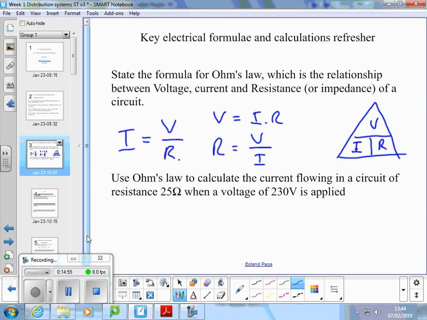All right. So using Ohm's law to calculate the current flowing in a circuit of resistance 25 ohms when 230 volts is applied, that's I is equal to 230 divided by 25. Push the buttons. What do you get? Sorry? 9.2 amperes. And as you'll come to learn with me, I am hot on saying what the units are, because the units are very important. Okay, if you don't put amps there, it doesn't mean anything.